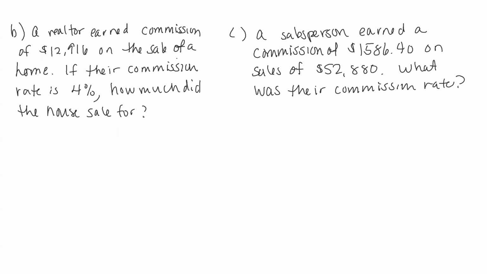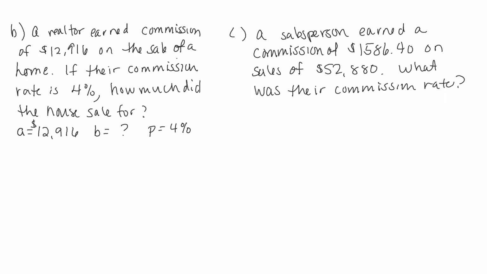Okay. Let's look at a couple more examples. So next we have a realtor earned commission of $12,916 on the sale of a home. If their commission rate is 4%, how much did the house sell for? Well, in this case, the amount is the value of the commission, the $12,916. The base is what we don't have. The base would be the total sales, or in this case, the cost of the home. The percent is given to us as their commission rate of 4%. I will say that generally in the real world, commission for realtors is usually 3%, but doesn't matter.